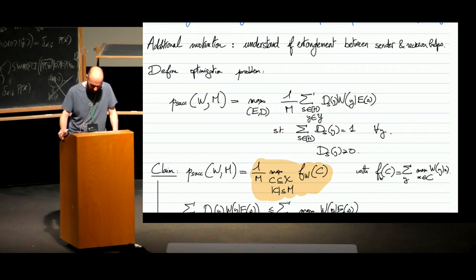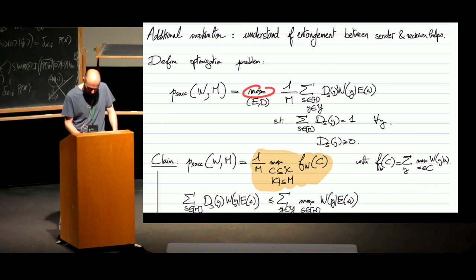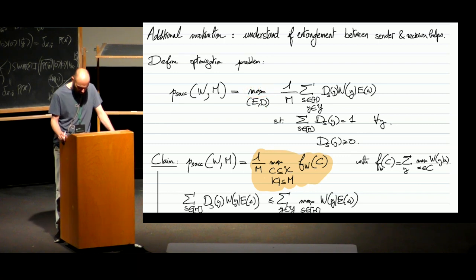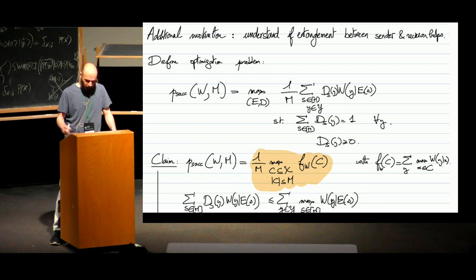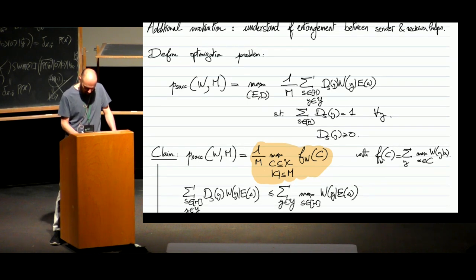I'll write it as an optimization problem. The inputs are W and M, and I maximize over all the encoders and the decoders, with the same notation as yesterday. E is a function which maps to the channel inputs. I map E of S, see what is the probability that it goes to Y, and what is the probability that I decode Y to S. The constraint on the decoder is just that for every Y, it should sum to one.